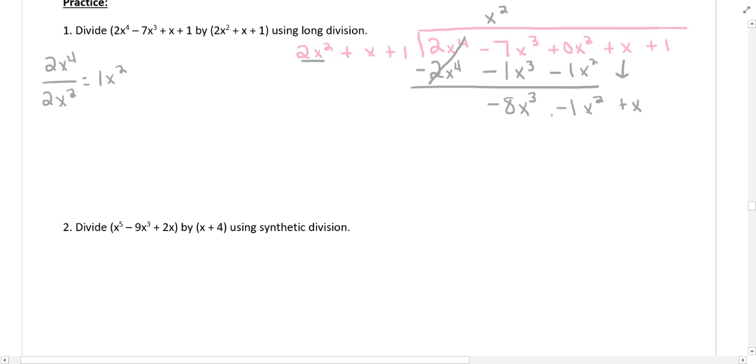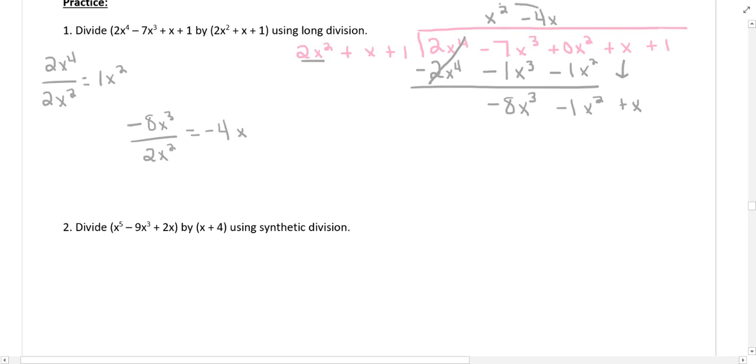Then I'm going to repeat my steps. My new first term is this negative 8x cubed. I'm going to draw that over here, divided by 2x squared. Negative 8 divided by 2 gives us a negative 4, and x cubed over x squared gives us x. So we're going to put that up top here, minus 4x, and then we will distribute again.